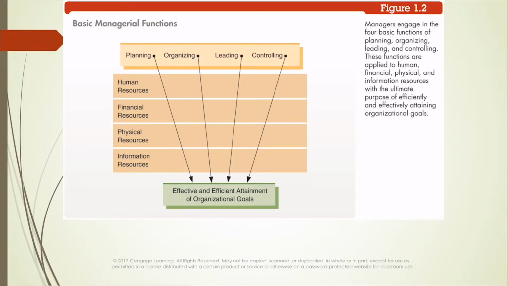Now you see here in figure 1-2, all four of these: planning, organizing, leading, and controlling. They're utilizing all of the resources that we've just gone over, and the end result is what we see as being effective and efficient attainment of organization goals. Now, let me stop here and emphasize something, because it is very important to grasp this.